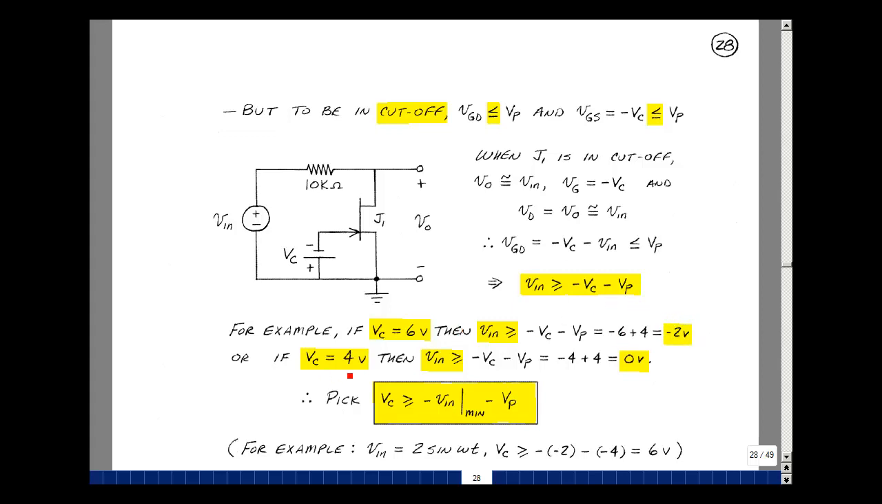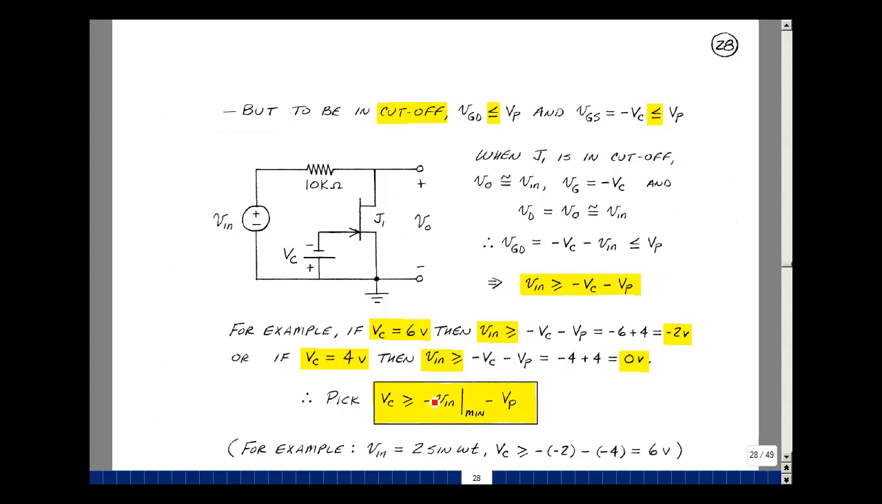If you were to have the control voltage of 4, that would be having you right at the pinch-off voltage. We would have then our input needs to be greater than minus 4, minus a minus 4 is 0, so it can only be a positive voltage. Solving this equation, bring this over here, then V sub C needs to be greater than or equal to minus Vn minus V sub P.